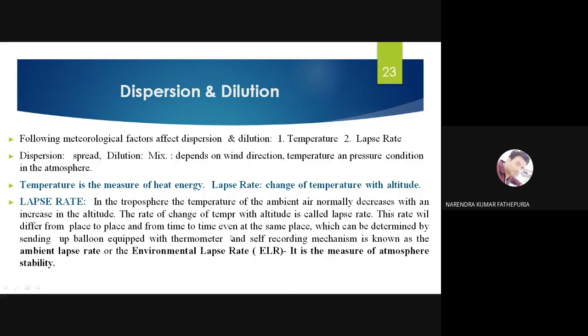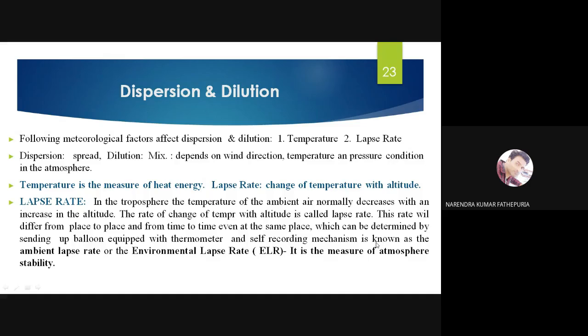This rate will differ from place to place and from time to time, even at the same place, and can be determined by sending up balloons equipped with a thermometer and a self-recording mechanism. It is known as the ambient lapse rate, or sometimes we call it the environmental lapse rate. From now onwards, we will call it the ELR, environmental lapse rate. So what is the environmental lapse rate? How to determine it? You have a balloon, and you send up this balloon equipped with a thermometer. The balloon will go to a vertical height in the atmosphere, and based on this, it will record the temperature range.